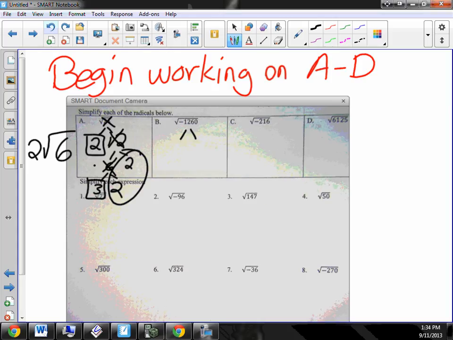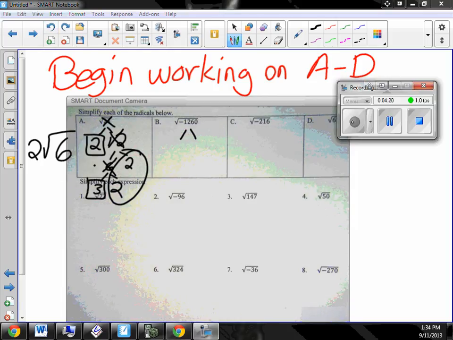Looking at negative 1260, there is something different about B. It's negative, which means it doesn't work, or it creates an imaginary number. We do put imaginary today. Yes. So, what do we know goes into 1260? 2 does. Is there anything bigger? 5 does. 10 does, because it ends in a 0. Let's try 10. 20 does. Maybe we'll do 20.